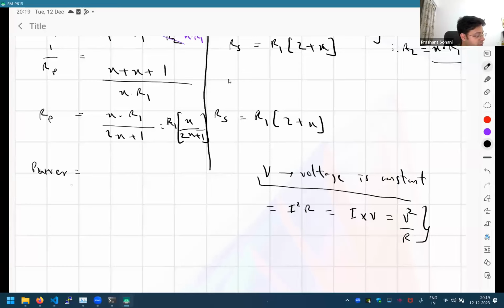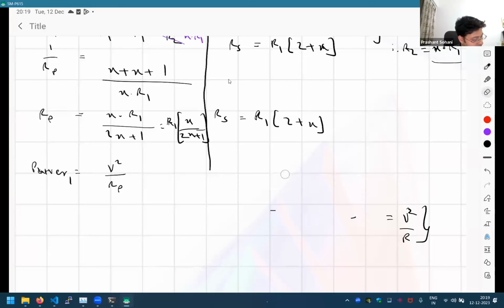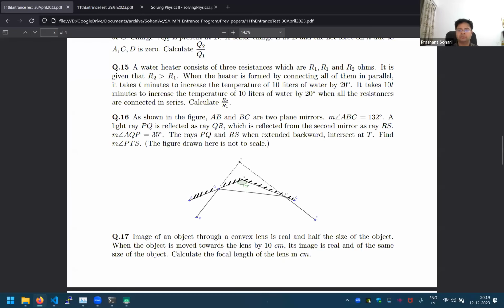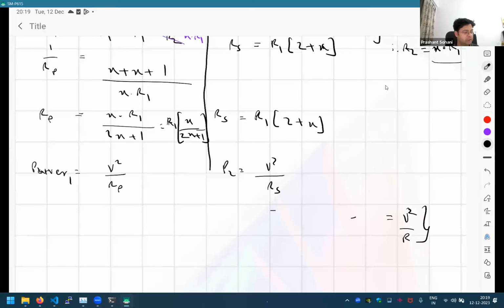So if I use this formula, the first power P1 is V square by R1 or RP, and the second power P2 is again V square by RS, right? And what is given is that the second case takes more time. So if it takes more time, it means that it is consuming less power, right? It is consuming 1/10 power actually. So in other words, P2 is 1/10 of P1, right? And so we have everything in place to equate and get the value of X.